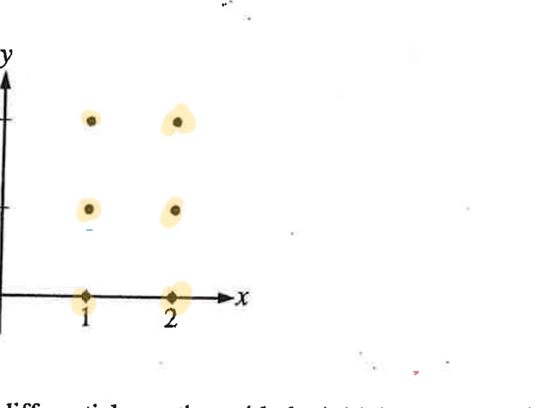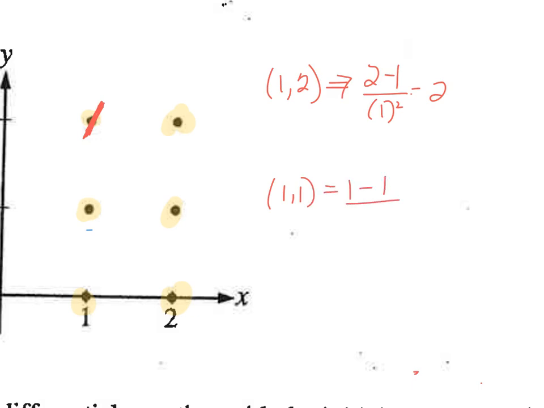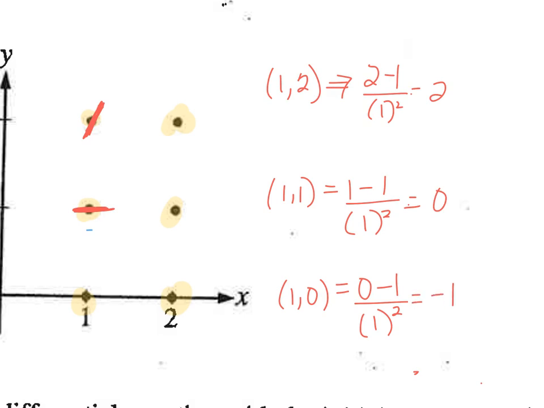So let's do 1, 2. That would be 2 minus 1 over 1 squared. So that's going to be 2 again. The next one at 1, 1 would be 1 minus 1 over 1 squared. So 0. And then the bottom one down there, 1, 0. That would be 0 minus 1 over 1 squared. That would be -1. So you can see we got the same answers that we did the first time.